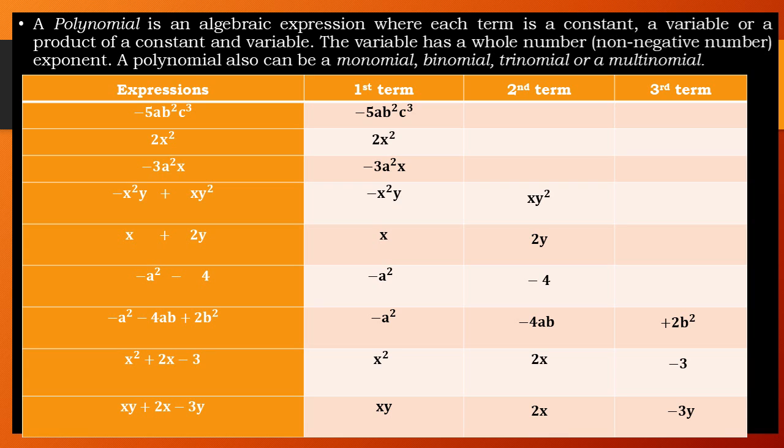Number 6 example is negative a squared minus 4. This expression is separated by the minus sign. The first term is negative a squared and the second term is negative 4.